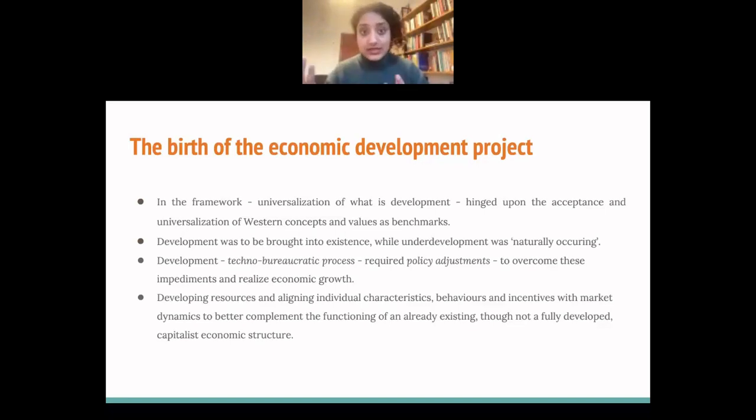But a lot of post 70s then comes with this idea that we need to probably forget about this idea of transformation. Rather, the economic system everywhere around the world works pretty much similarly. There's not really structural specificities of developing economies. Rather, what we need to focus on is how can we align our resources and individual characteristics, tweak behaviors, and create better market incentives so that people and firms can better complement the functioning of an already existing, even if not a fully developed, capitalist economic structure.